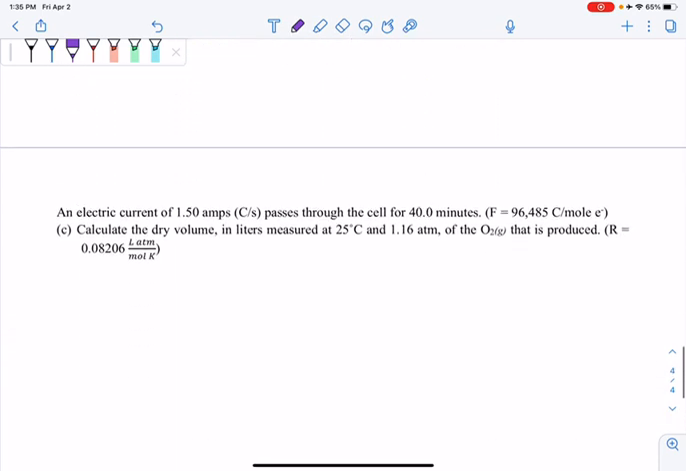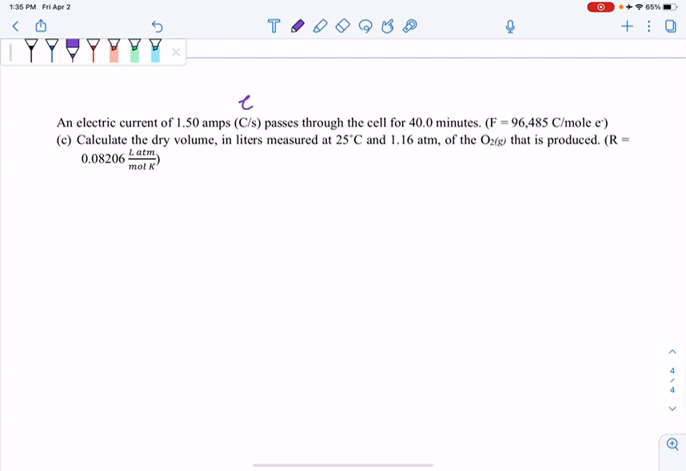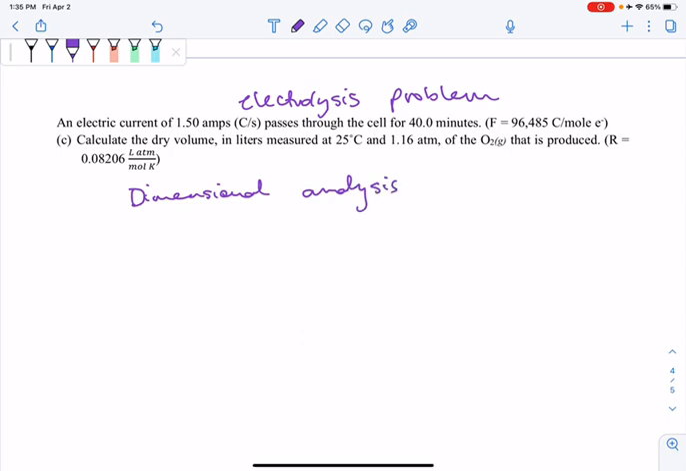Okay, we weren't able to go over this in class, but this is an example of an electrolysis problem. And the name of the game here is dimensional analysis. You have to make your units cancel out. In order to do that, we need to know that amps are given units of coulombs per second. C is for coulombs, which is really just a unit to measure electrical charge in the same way that meters is a unit to measure distance.